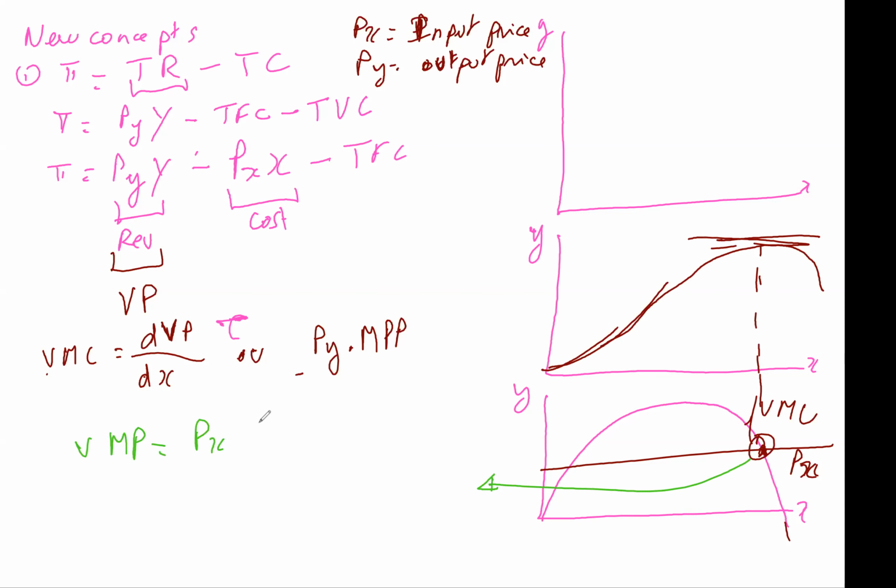What does that mean? The value marginal product is the revenue increase per unit of additional output.